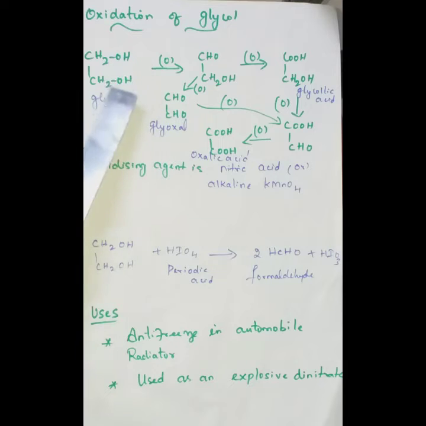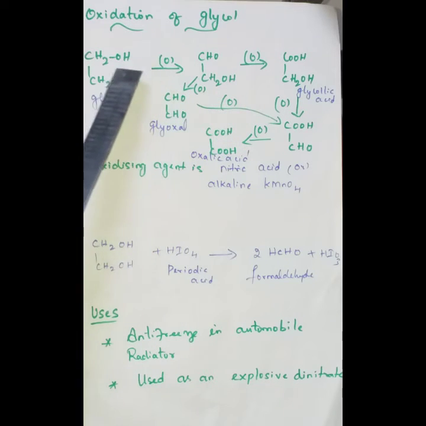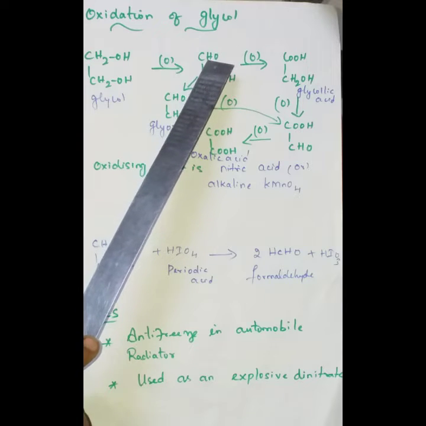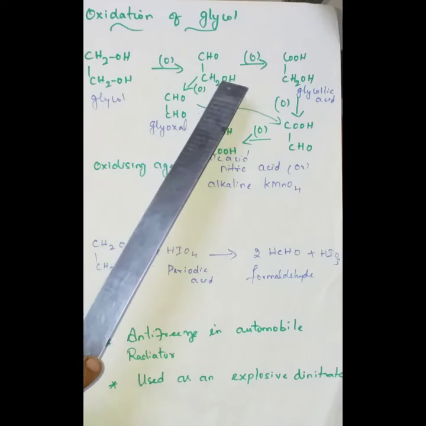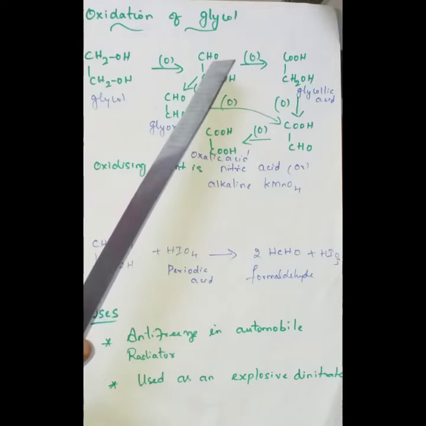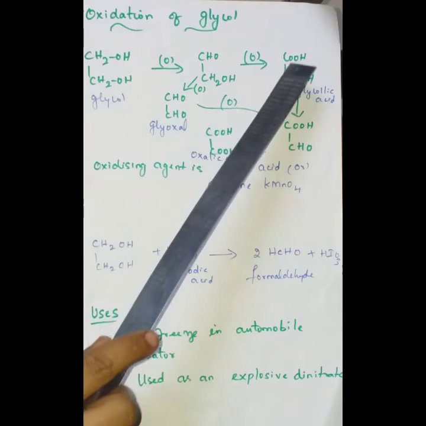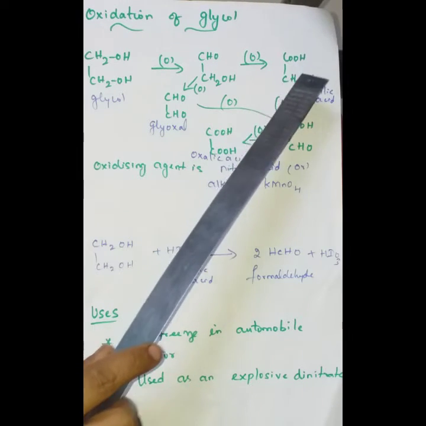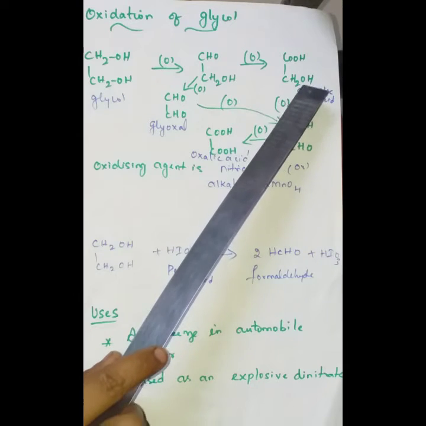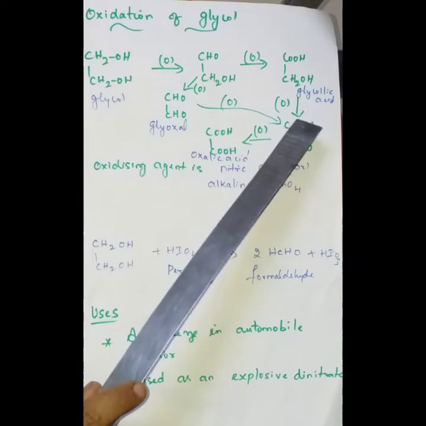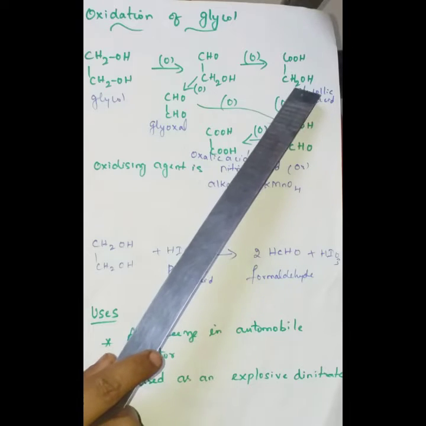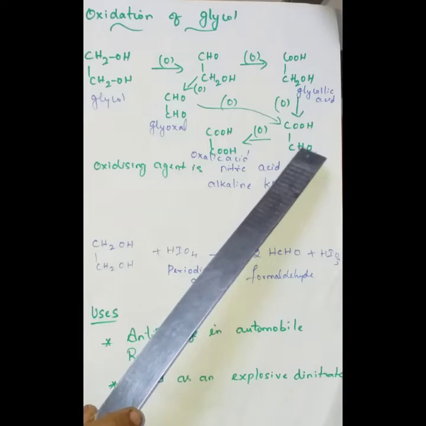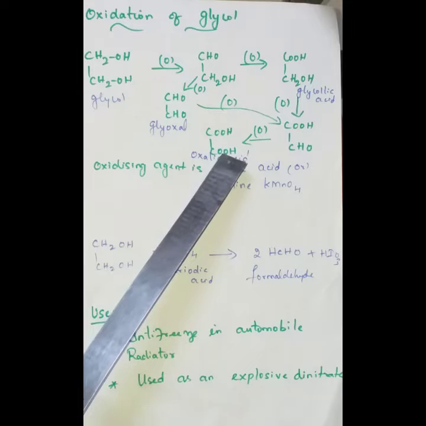So here both the OH groups are primary alcohol. On first oxidation, the first carbon's OH group alone is oxidized. This group now changes into aldehyde. The second carbon is CH2OH. Then on further oxidation, the first carbon's CHO group alone is oxidized to the acid group COOH. Then further oxidation, in this glycolic acid, the CH2OH group on the second carbon is oxidized to CHO. Then further oxidation, it gives oxalic acid.